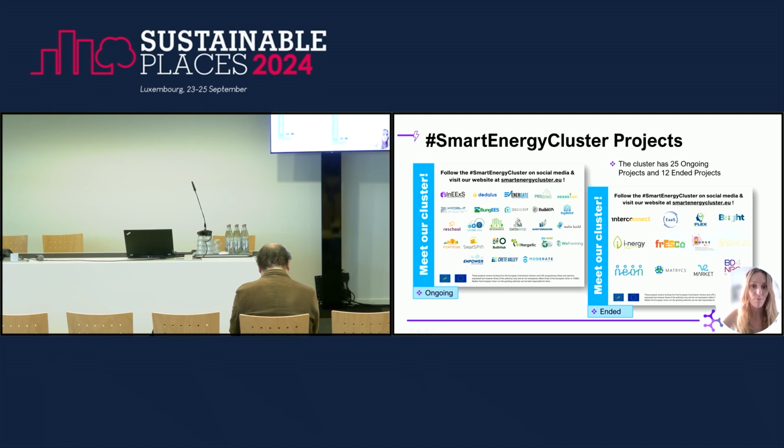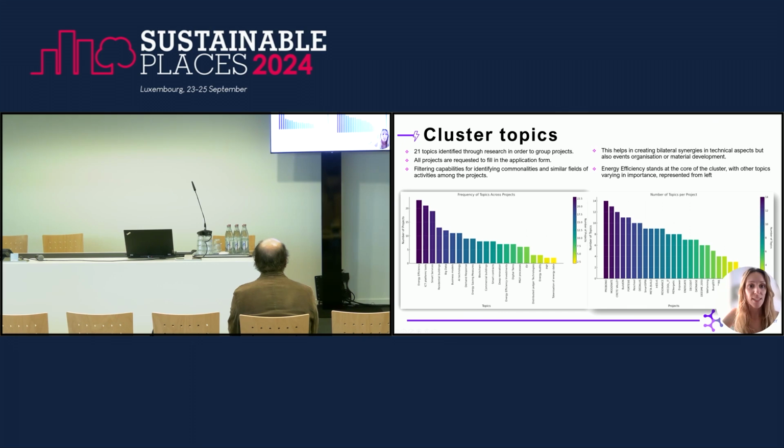By grouping projects with similar fields of activities, we can foster bilateral synergies not only in technical aspects but also in organizing events and developing content and materials. We identified 21 topics to categorize our projects, which helps us understand their focus areas and find common ground. Projects are requested to fill out an application form detailing their activities, allowing us to filter and identify commonalities.